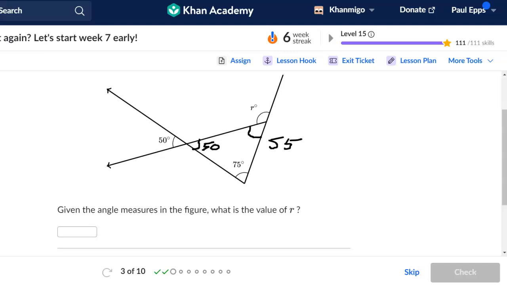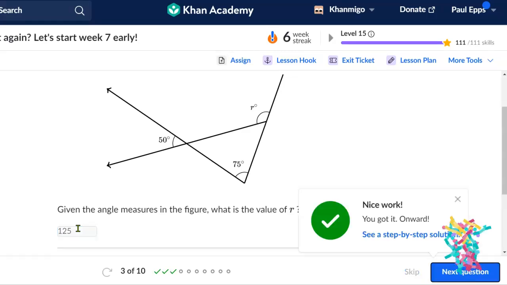Then with this angle, R, those are supplementary angles, meaning that they have to add up to 180. So R is going to be 125. Let's go ahead and put that in. 125.